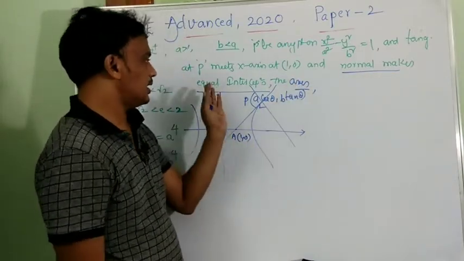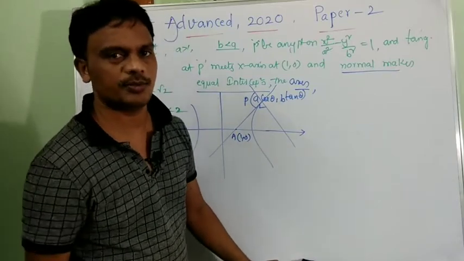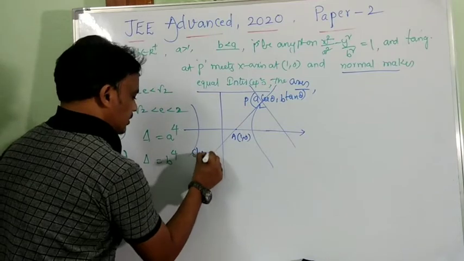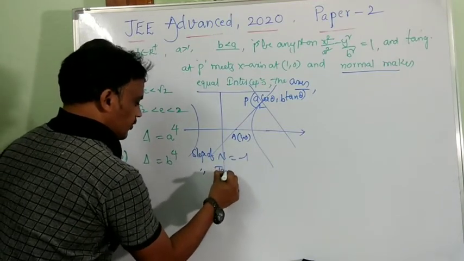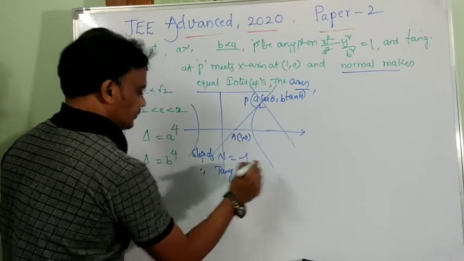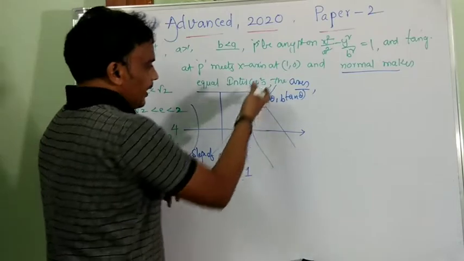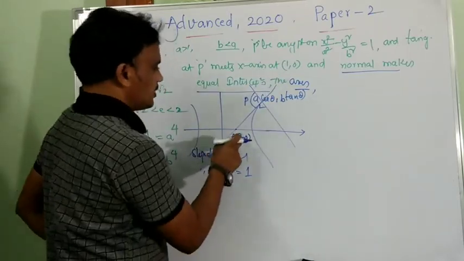If a line makes equal intercepts, can you say the slope? The slope is -1. That means the slope of the normal is -1. Then the slope of the tangent is 1, right or not? Let us write: this is the tangent, which is passing through (1, 0).